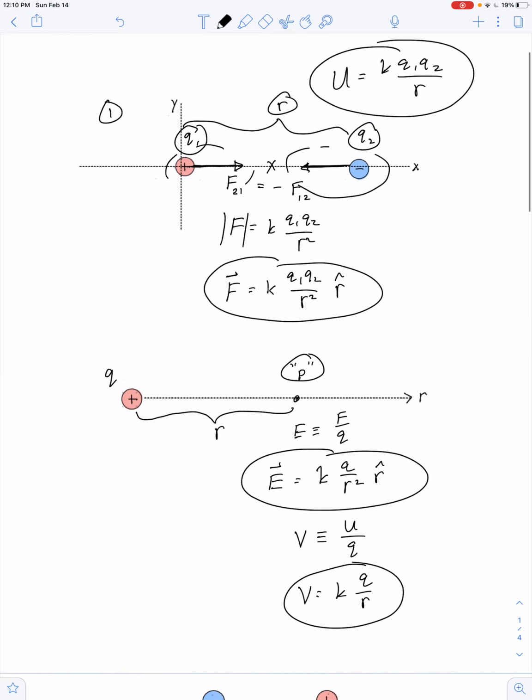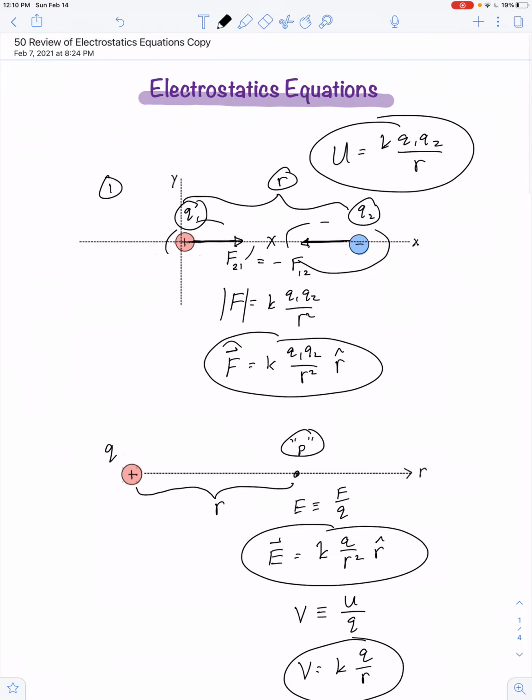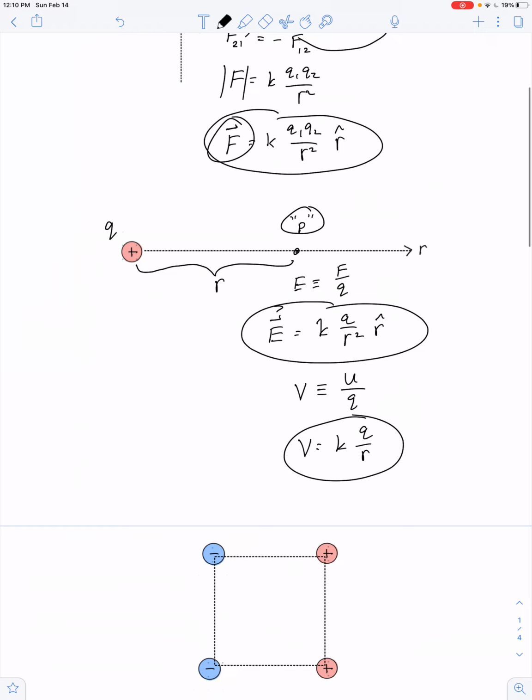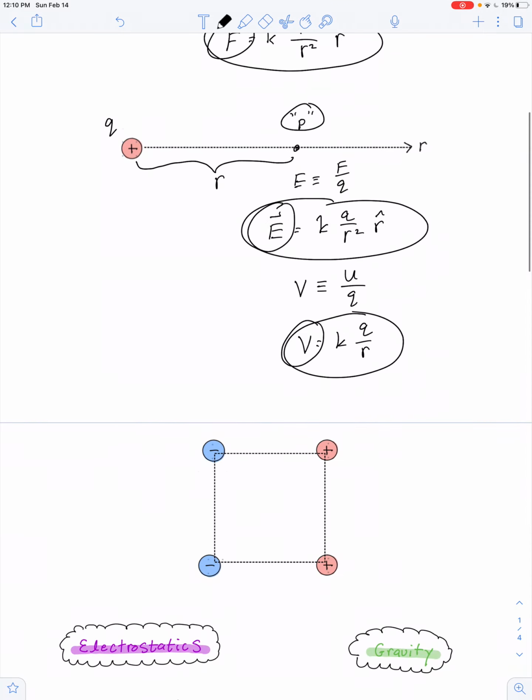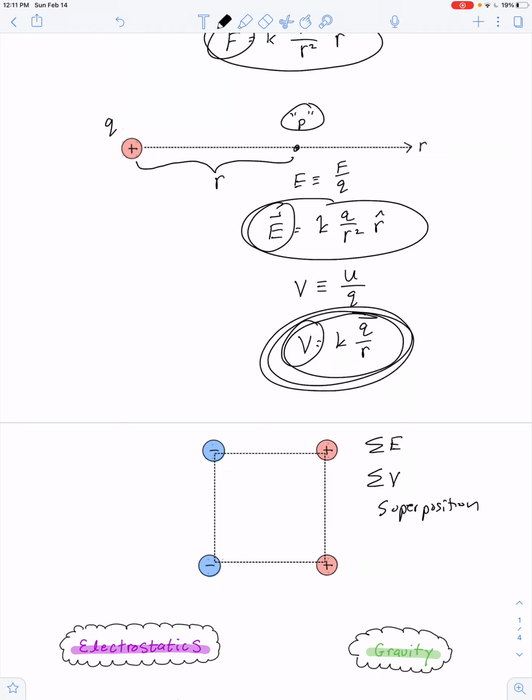Okay, so we have 4 equations: one for force, one for potential energy, one for field, and one for electric potential. If you have several charges, then we can find the net electric field or the net electric potential by applying the principle of superposition. So the equations don't change, we just have to use this equation multiple times, or the equation for electric field multiple times, and then just add everything up.